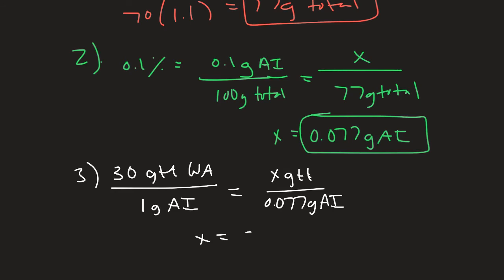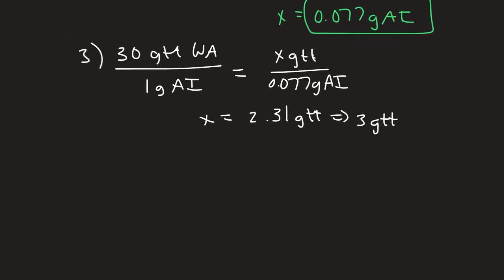gives you 2.31 drops. And we know we can't give 2.31 drops with a pipette, so rounding up, we give 3 whole drops, because you can't measure partial drops with a pipette. You can either give 1 whole drop or no drops.